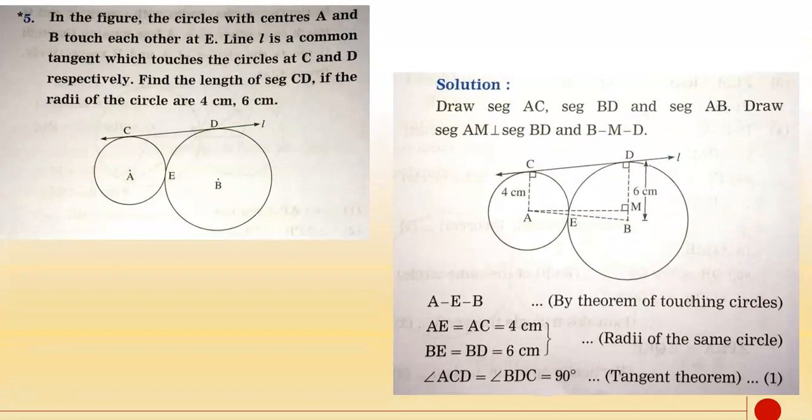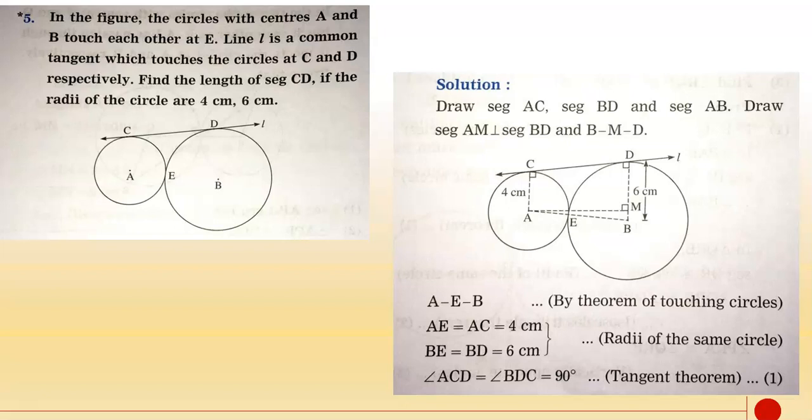Question number 5. In the figure, the circles with center A and B touch each other at E. Line L is a common tangent which touches the circles at C and D respectively. Find the length of segment CD if the radii of the circles are 4 centimeters and 6 centimeters.